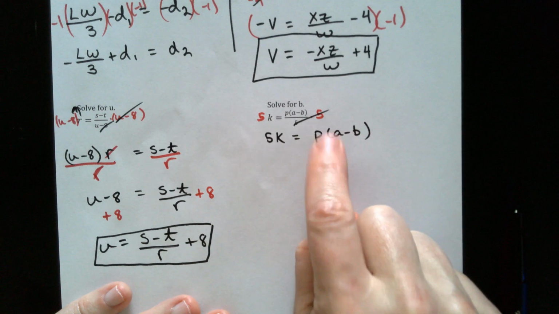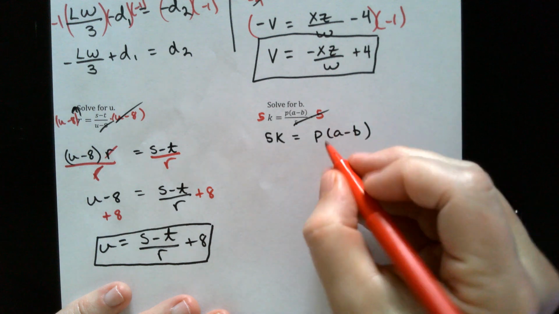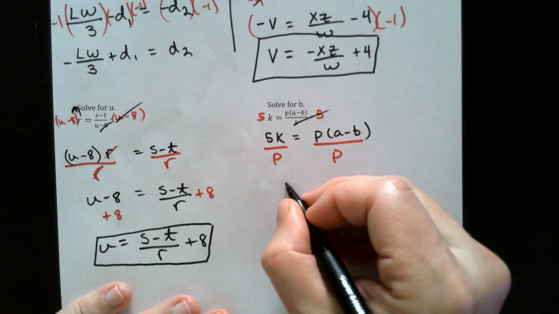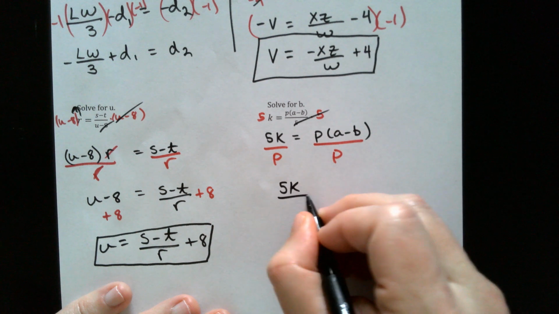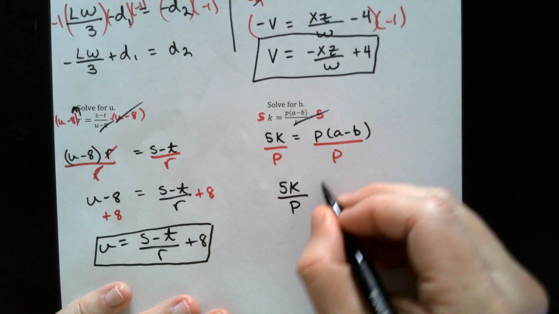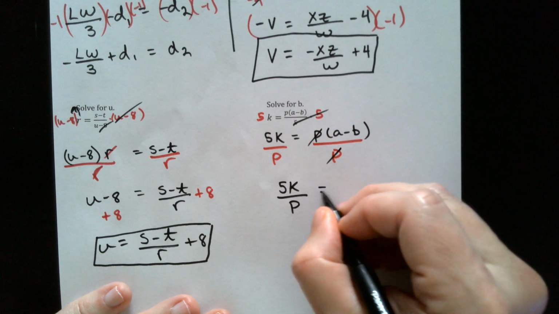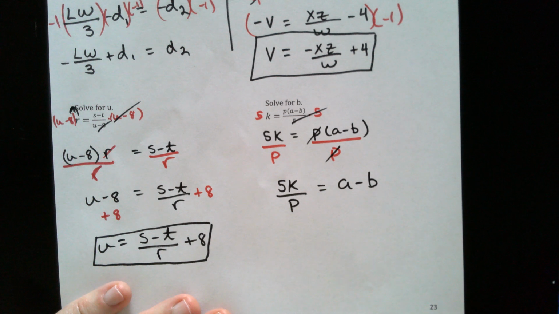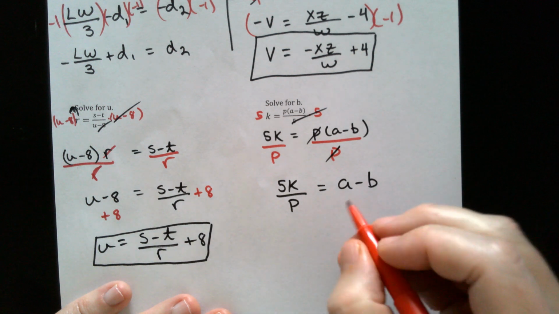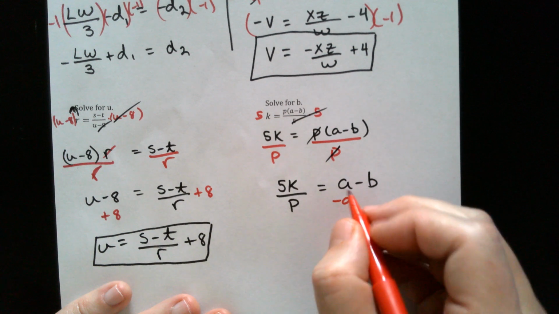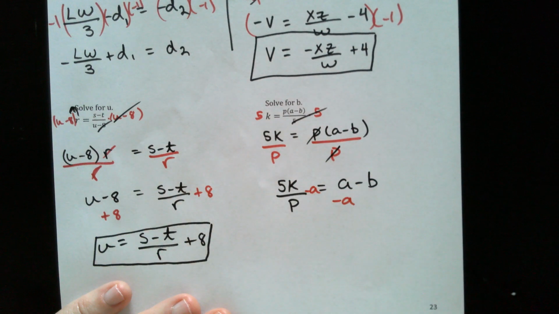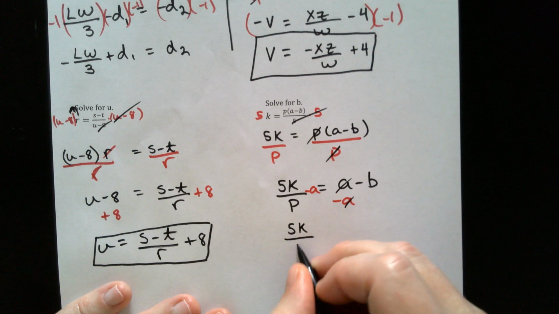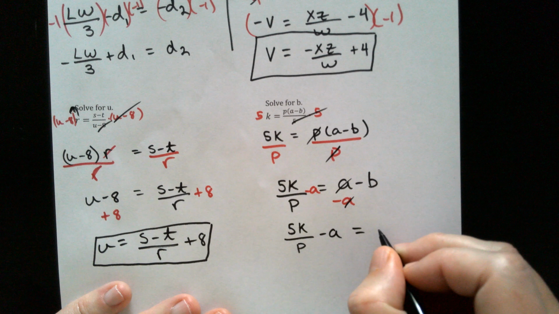So just like all the other problems, I can get rid of this thing that's out front here that's being multiplied by dividing it. So that gives me 5k over p. This cancels, equals a minus b. I'm still solving for the b, so I need to get rid of the a. I will subtract an a from both sides so that it cancels. So I get 5k over p minus a is equal to negative b.